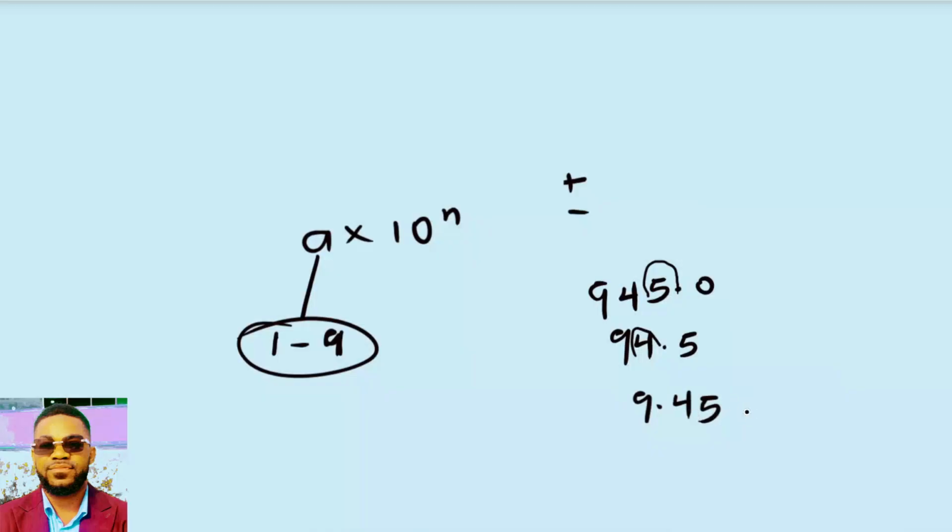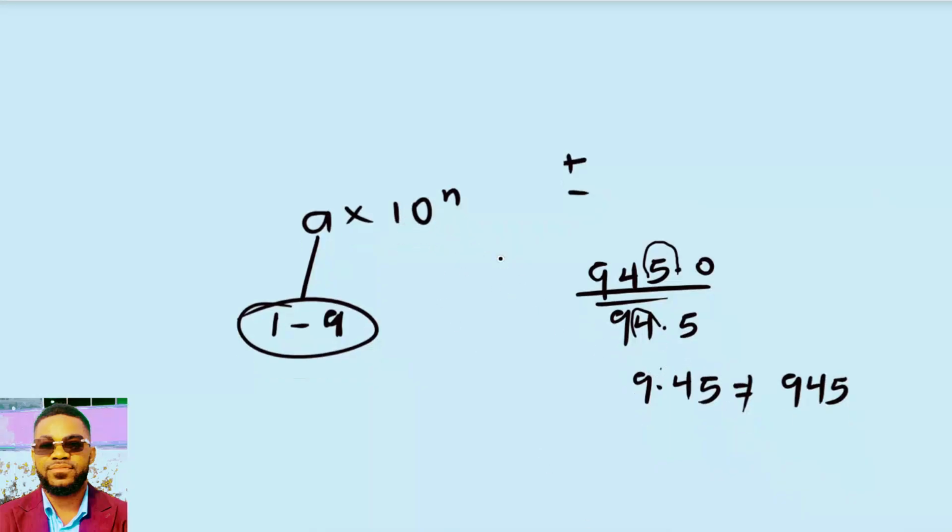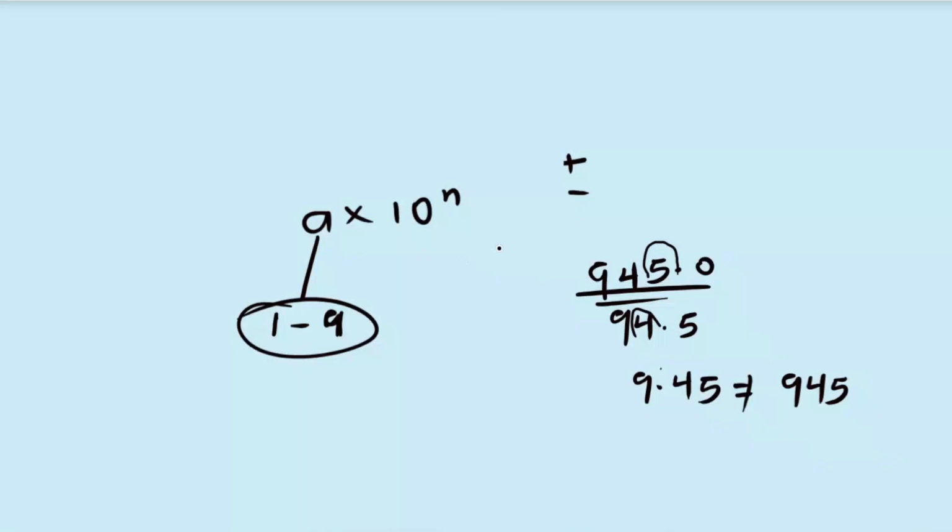9.45, is it the same as 945? Because the original number was this, 945. This is not the same. That's a big gap between them. They are not the same. So writing numbers in standard form shouldn't change the original number. We still have to maintain the number. Even though they have been written in a different form, we still have to maintain the actual number. So that is why we have a power of 10 here, to maintain the number. So let's talk about the power of 10 here that will actually maintain the original number.